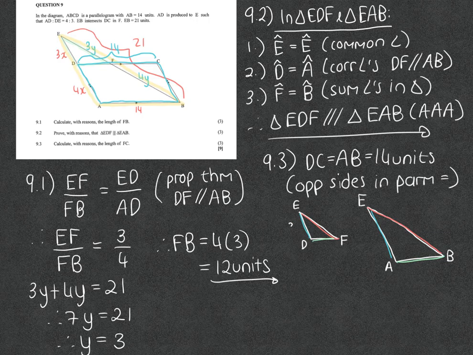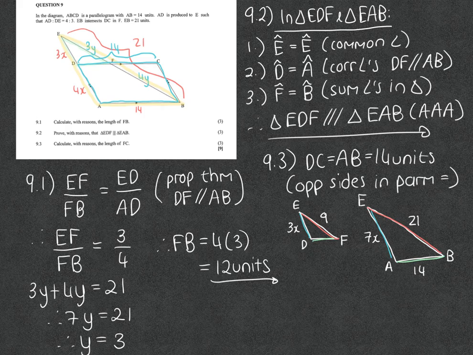So let's give these values as well. We know that ED is 3x. We know that EF is 3y. We know that DF, well, we actually know what y is. y is 3, so that's going to give me 9. DF, we don't know. EA, we know is 7x. And we know that EB is 21. And AB, we know is 14. Actually it wouldn't be such a bad thing to be able to get DF here, because DF is the important part, because that'll then help us get FC.